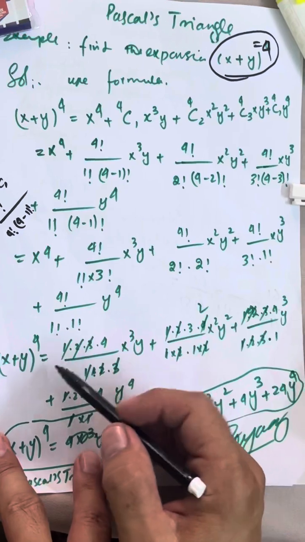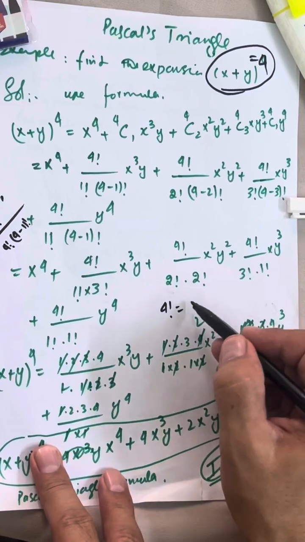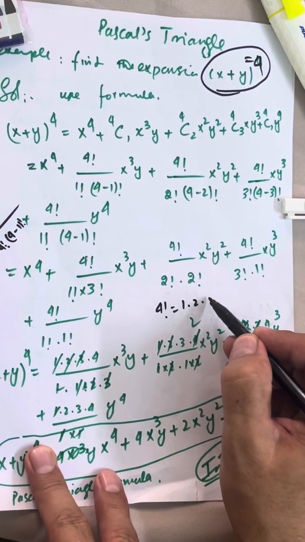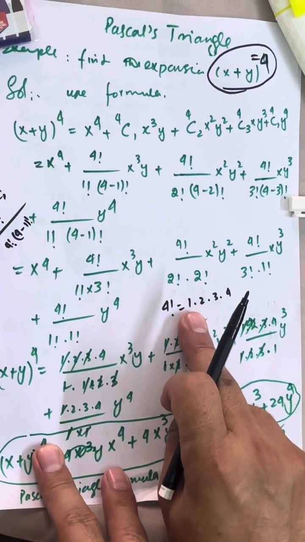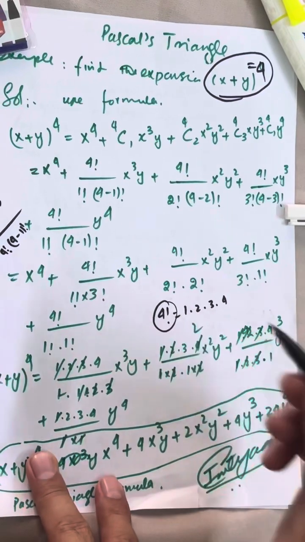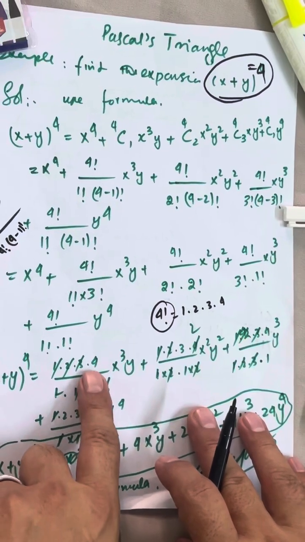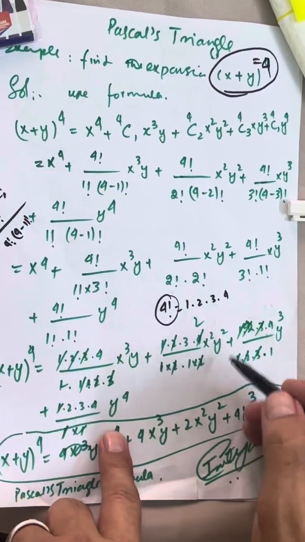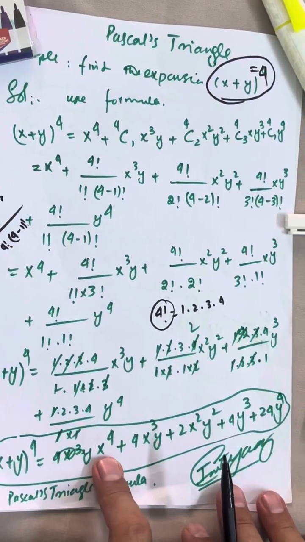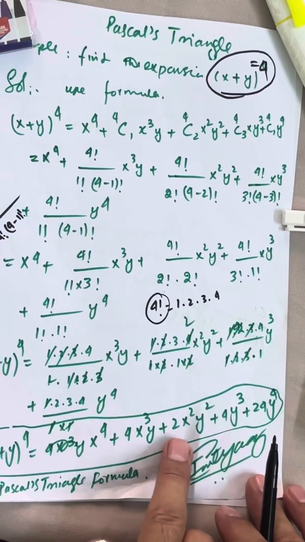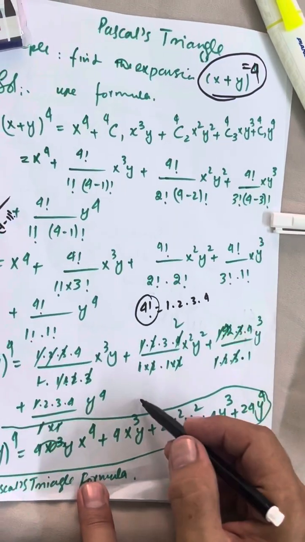So when you do the calculation, factorial 4 includes 1, 2, 3, 4, all the numbers below 4, not above. This is called factorial. So it's similar to what we do here. And at the end we get (x + y) power 4 equal to x^4 plus 4x cube y plus 6x squared y squared plus 4xy cube plus y^4. So this is the Pascal triangle.